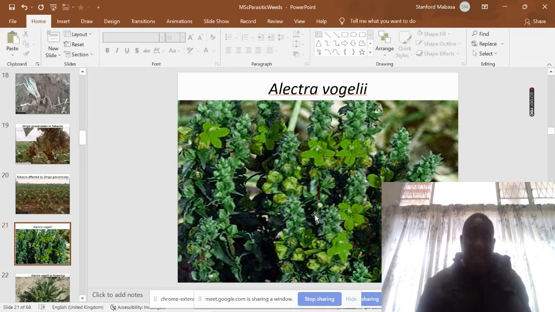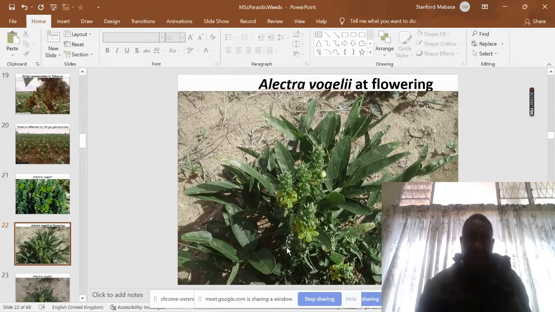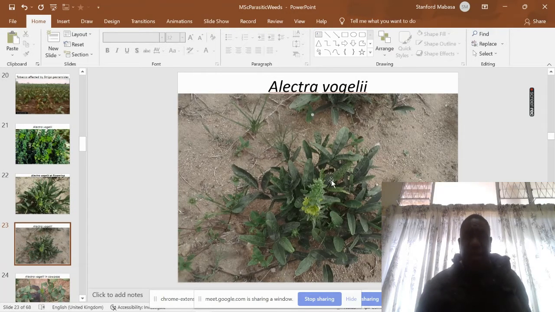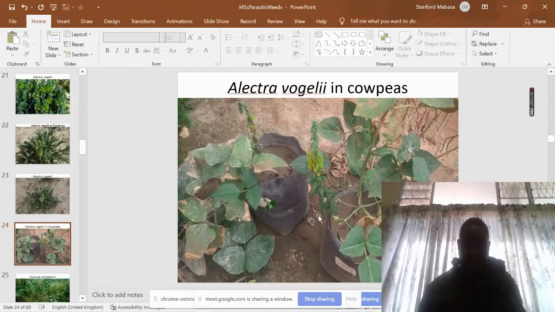This one is Alectra vogelii. It attacks bambara nuts and the cowpeas. Again, this is Alectra vogelii on bambara nuts or bambara groundnuts. Alectra vogelii again on bambara nuts. This is Alectra vogelii on cowpeas, which was planted in polythene bags. This was actually an experiment. You can see the leaves are damaged because of the presence of Alectra vogelii.